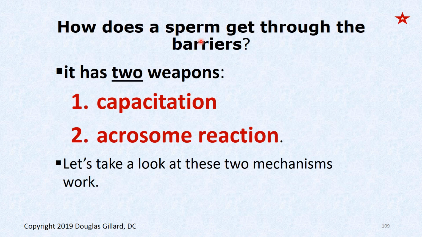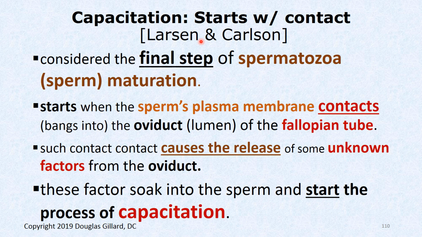All right. So how does the sperm get through these barriers? Well, it has 2 weapons or 2 processes that it uses. Capacitation we have to start. In fact, that matures the sperm. And the acrosome reaction. So let's start the capacitation story first. So this is considered the final step of sperm maturation. Of course, sperm could be called spermatozoa. It starts when the sperm's plasma membrane contacts the oviduct. Remember, it's swimming up the fallopian tubes looking for that egg.